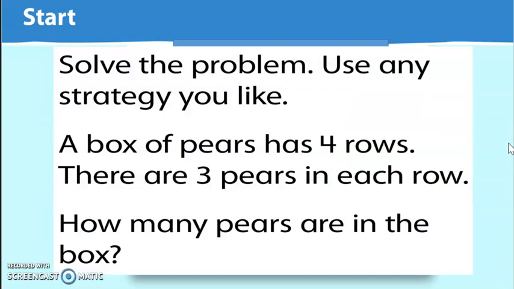All right, let me go ahead and read this problem for you. Solve the problem. Use any strategy you like. A box of pears has 4 rows. There are 3 pears in each row. How many pears are in the box? So on your paper, draw a picture of the pears. You can use a circle or an X if you would like. Go ahead and pause this video to draw out your array and also find out the total number of pears in the box.